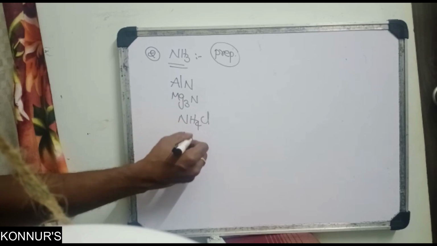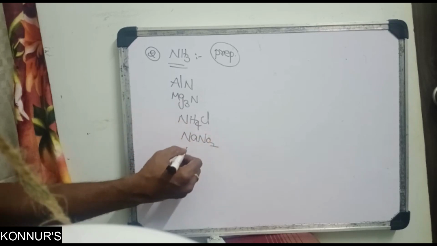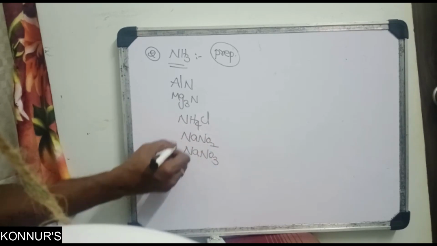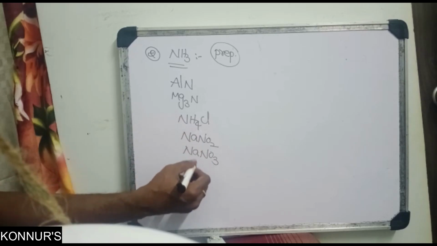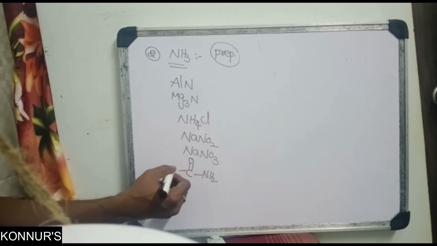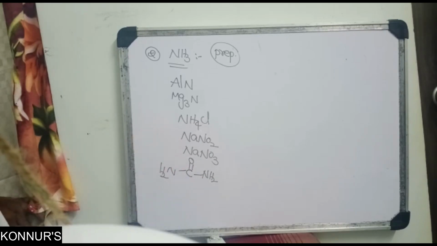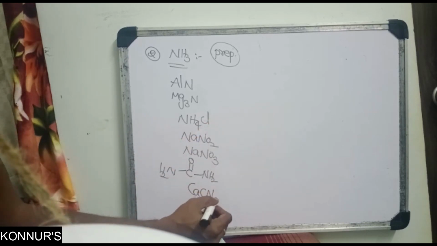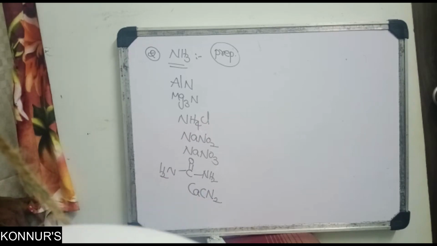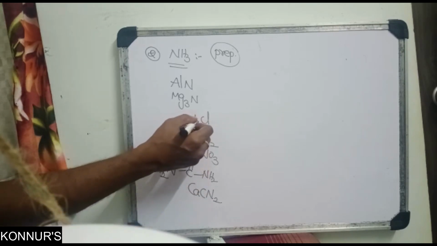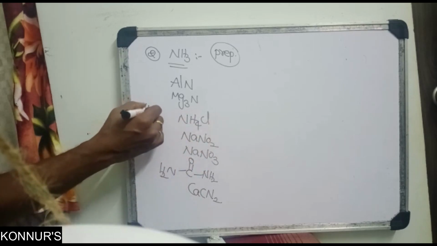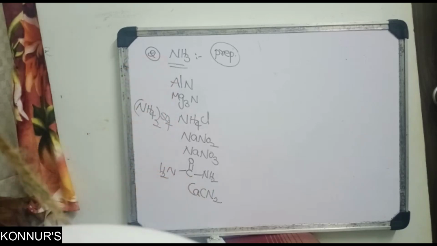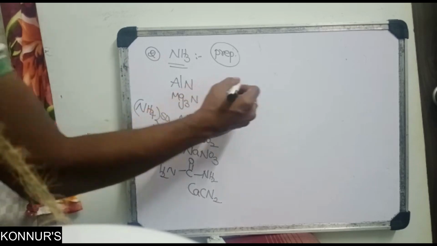Next, sodium nitrite, sodium nitrate, so nitrogen is there. Next, urea is there, C double bond O, NH2, NH2, urea. Next, previously we discussed calcium cyanamide, so CaCN2, so here also. Next, salt NH4Cl, and ammonium sulfate. So nitrogen compounds you can take one by one, you can identify.